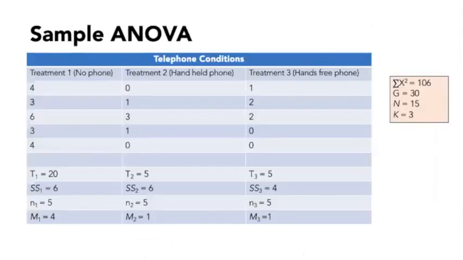Now with that, let's go through a sample ANOVA. Here we have three groups, once again with equal sample sizes. We have our treatment 1 group, treatment 2 group, treatment 3 group. The research is about different telephone conditions. I haven't specified the specific dependent variable here, but you can think of something that suits. Treatment 1 is the no phone condition, treatment 2 is the handheld phone condition, treatment 3 is the hands-free phone condition. And these are our values.